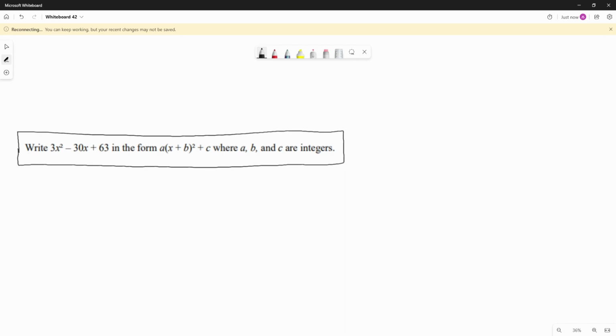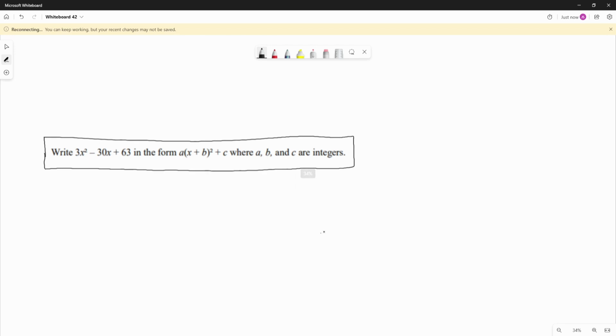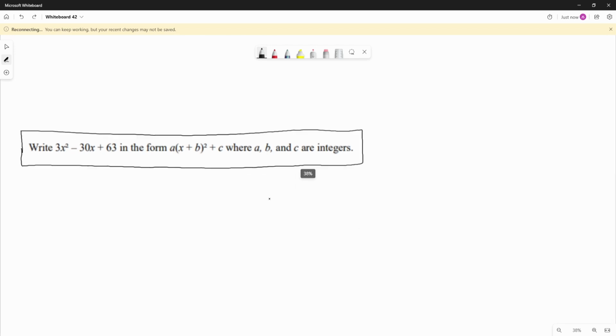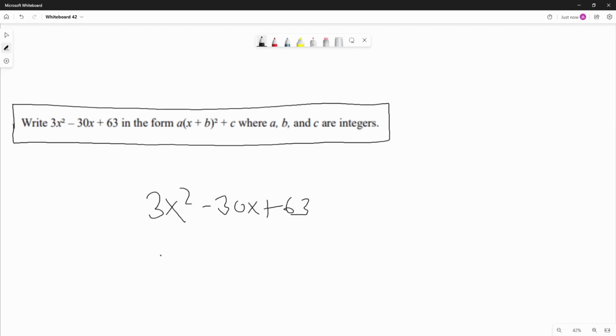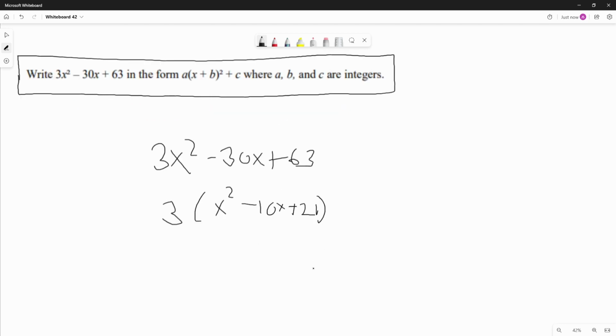Finishing it off, we're going to solve an exam question. So we have: write 3x squared minus 30x plus 63 in the form a times (x plus b) squared plus c, where a, b, and c are integers. You can take the 3 outside of the brackets. You're going to get x squared minus 10x plus 21. You're going to do everything else normally.